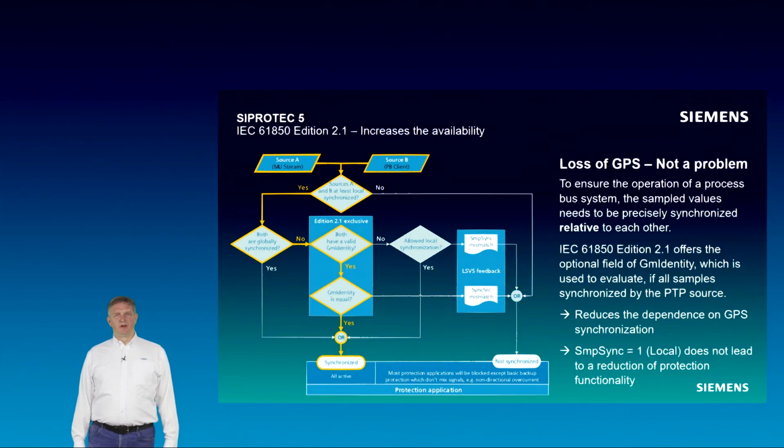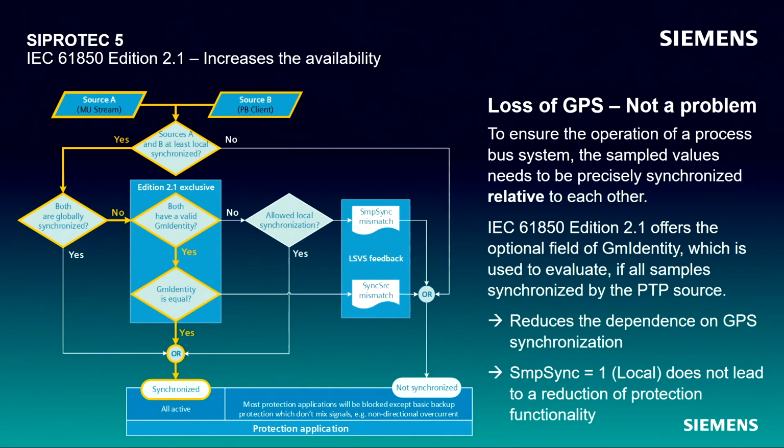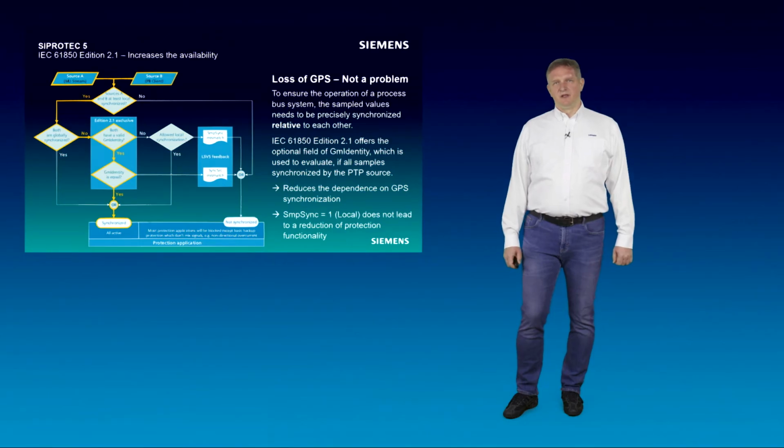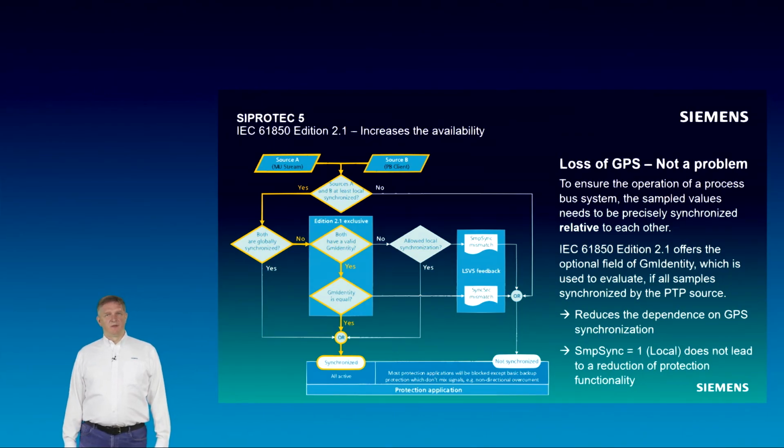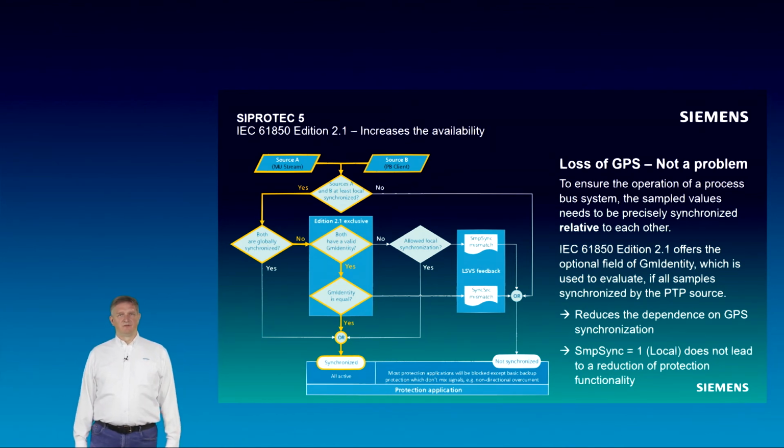Let me focus for a bit on one of the highlights. As pointed out on the ProSpace client features, SIPROTEC 5 uses the sync source identity as it is recommended in IEC 61850 edition 2.1 to increase the availability of a ProSpace system. How is this achieved? The 6MU85 and protection devices are synchronized by IEEE 1588 PTP. The published streams are containing the Grandmaster identity of a 1588 Grandmaster clock, which synchronized the stream.